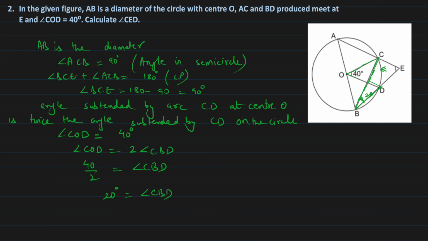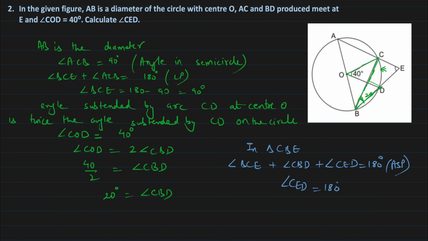Now we have this triangle, and in this triangle we have everything. In triangle CBE, you have BCE, you have CBD, and CED we have to calculate. So using angle sum property we are done, students. So angle CED is what? 180 minus (20 plus 90), which is 110. So that comes out to be 70 degree.